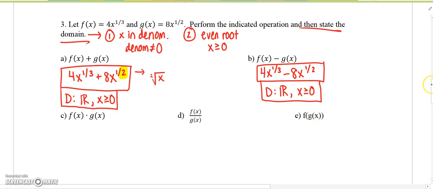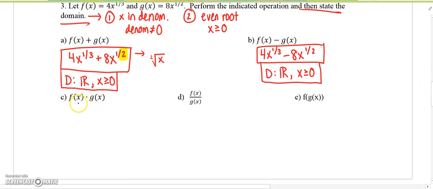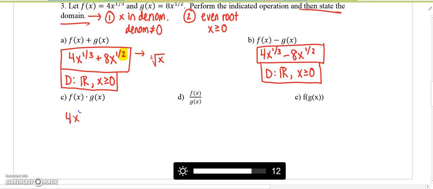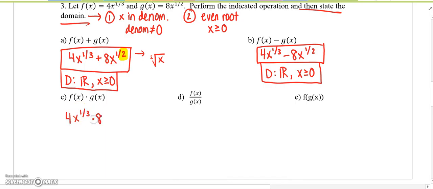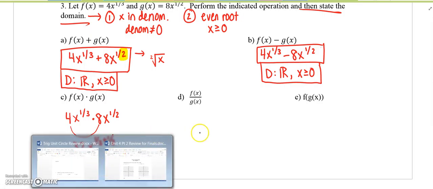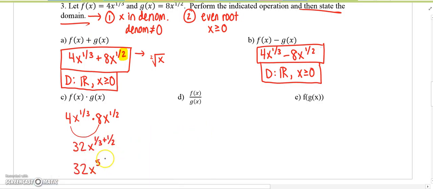All right, now we start getting into the harder stuff. So letter C, that's multiplication. So that's 4x to the 1/3 times 8x to the 1/2. So for the 4 and the 8, we just multiply. That's 32. But for the exponents, remember, you have to add those. 1/3 plus 1/2. So in my calculator, you would do that, and you should end up getting, whoops, there we go, 5/6.